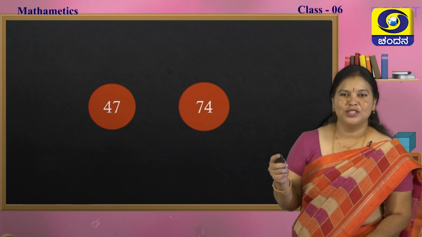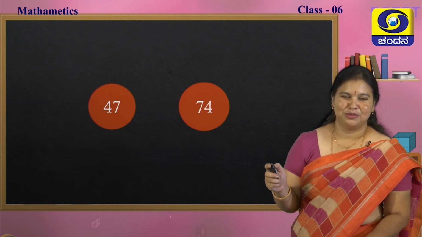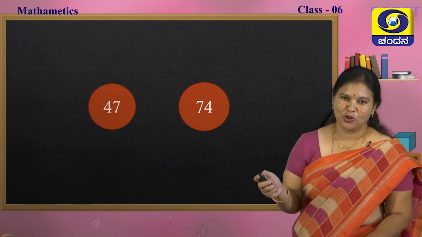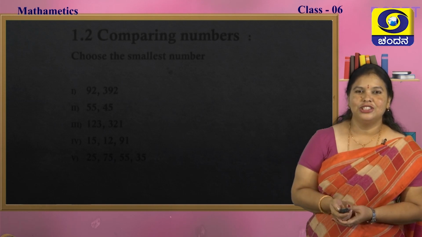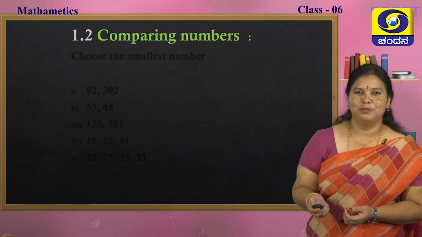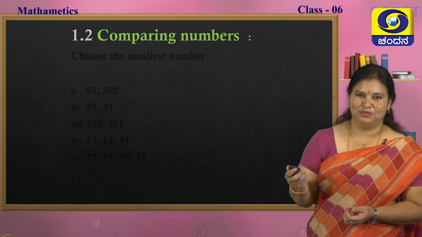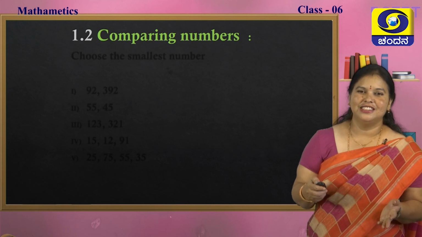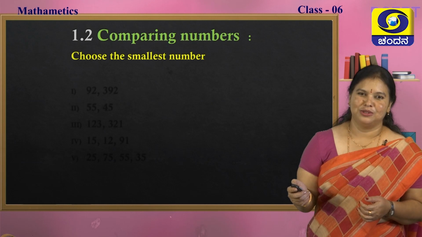Can you say which one is bigger? Yes, 74 is the greatest number and 47 is the smallest number. See the other numbers. What you have to do is compare numbers. You already know how to compare and choose the correct one, which is greatest and which is smallest. Let's choose the smallest number here.